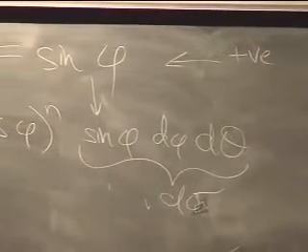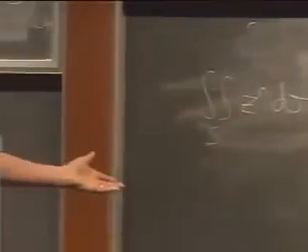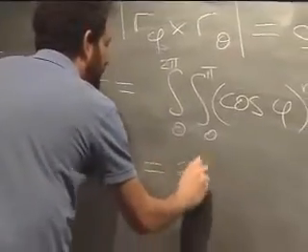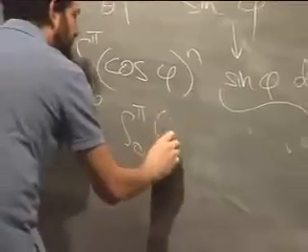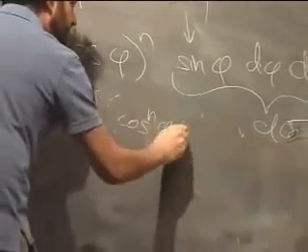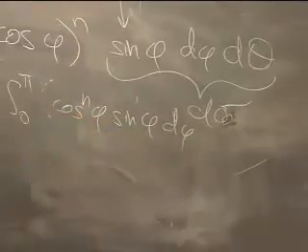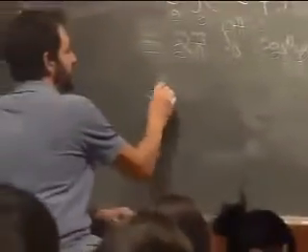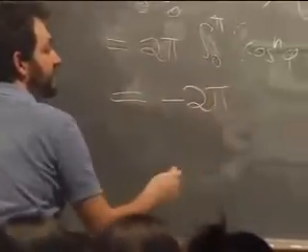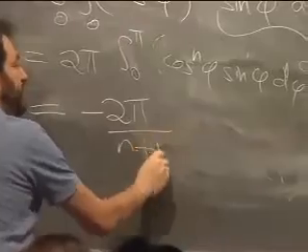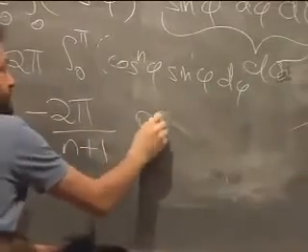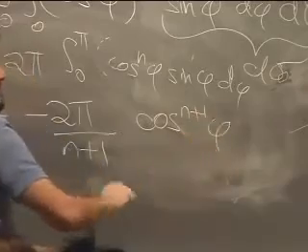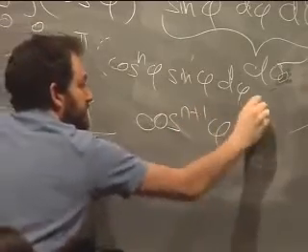Okay, so we've reduced it to a regular old integral. In fact, it's a double integral, but the theta bit, again, you can just pull out the 2 pi. So this is going to be 2 pi times the integral of cosine to the n phi sine phi d phi. Now, here's the deal. The derivative of cosine is minus sine. So if you just do the substitution, you find that you get minus 2 pi over n plus 1 times cosine to the n plus 1 phi. And that's evaluated between 0 and pi.